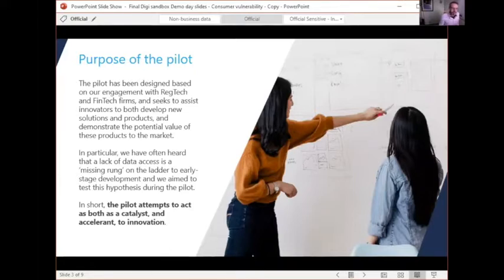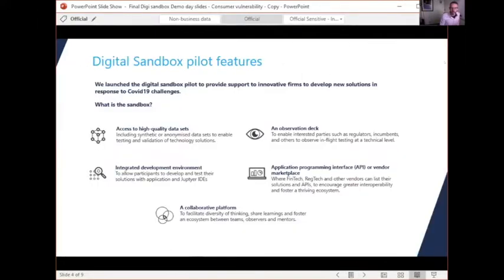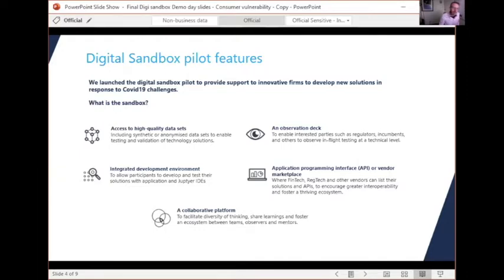The Digital Sandbox in its pilot form has a number of features. There is lots of further detail on this on the Digital Sandbox Pilot website, but in brief, just to give you a bit of an overview, there are a range of high quality data assets within the Sandbox environments. These are both synthetic assets that have been created for the purpose of these experiments, and various anonymized real world data sets as well. And again, a thank you to those entities that have helped create those data sets and indeed have gifted and lent their data sets into the pilot.